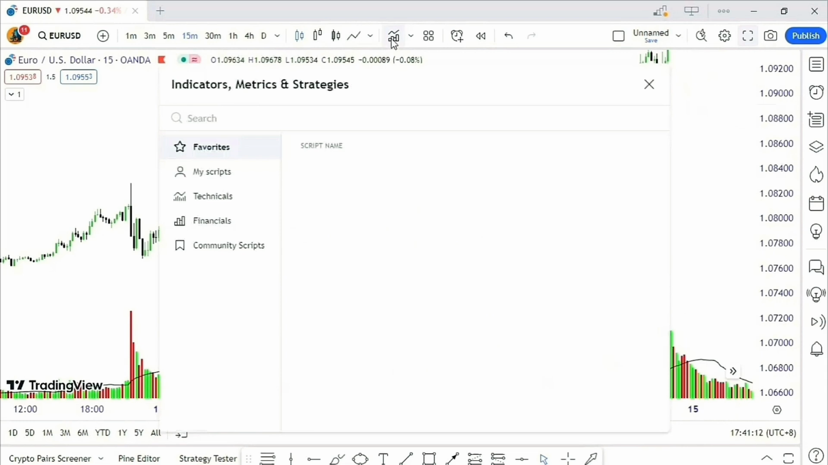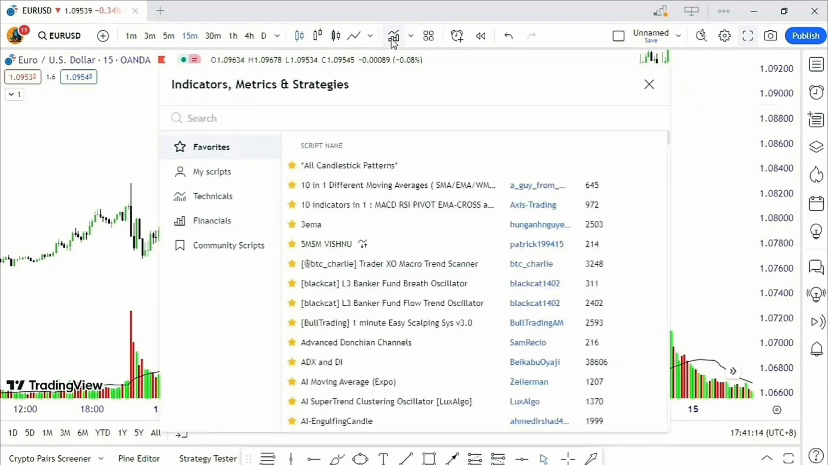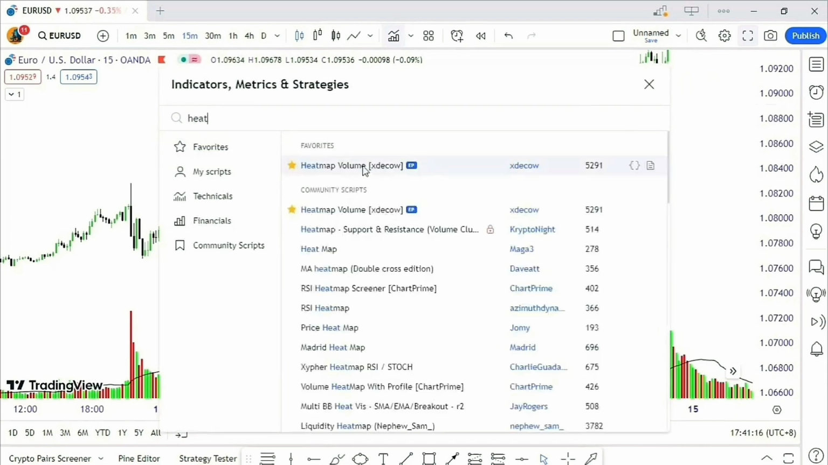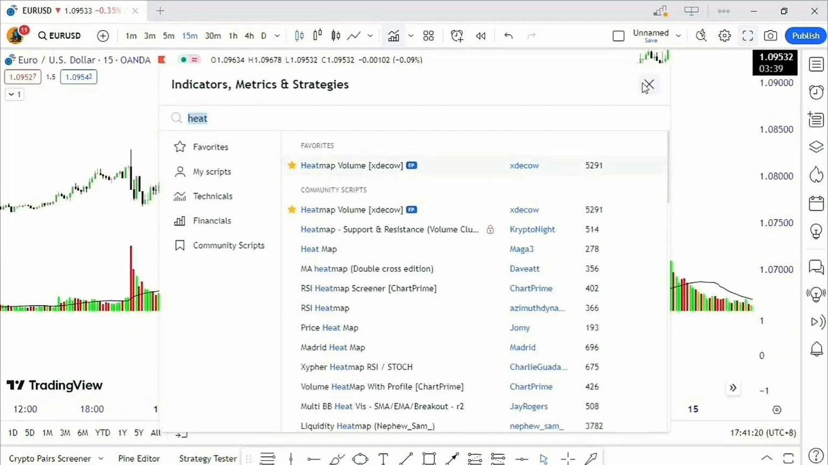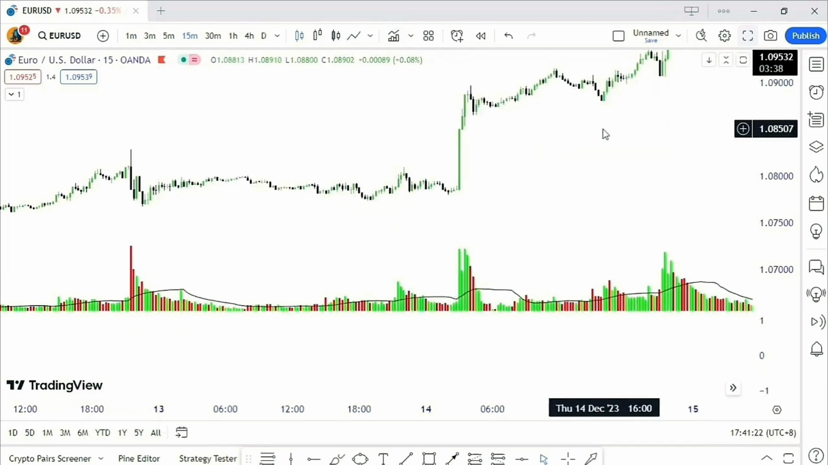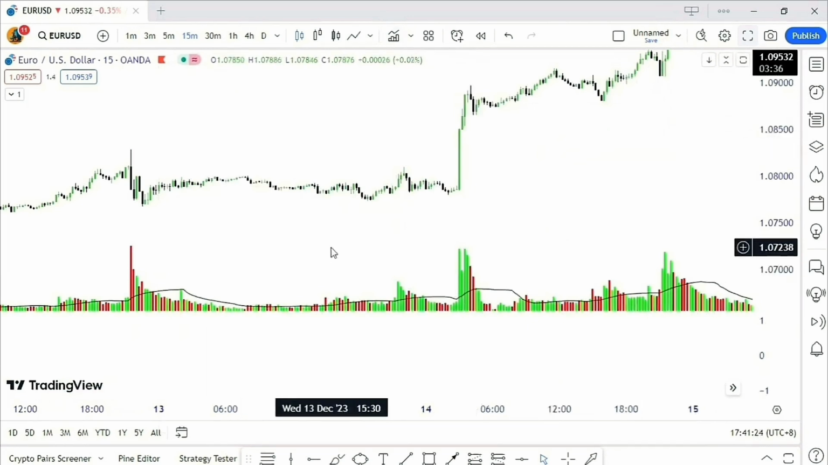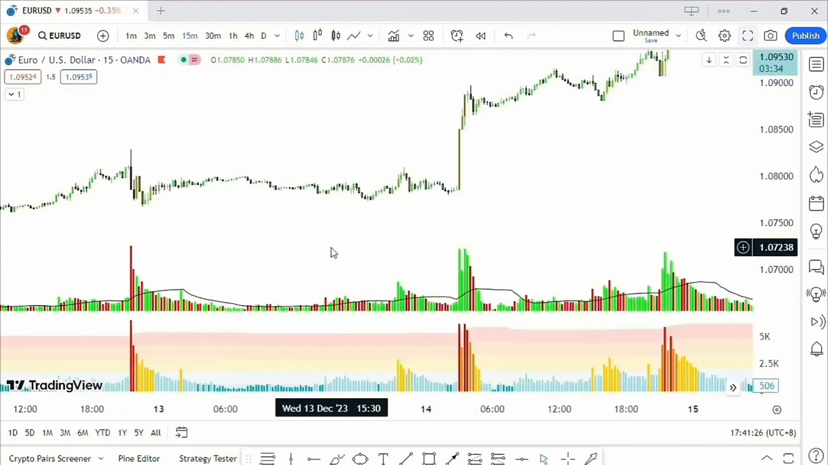Let's head over to the indicator section and look for the heat map volume. It's an extra special indicator crafted by this amazing scripter. Thanks to him or her, by the way. Now take a look at this. It appears below the chart, and if you compare it with the basic volume indicator, they seem identical.